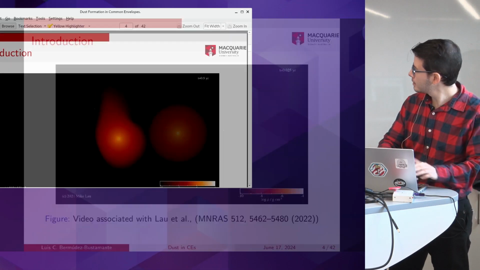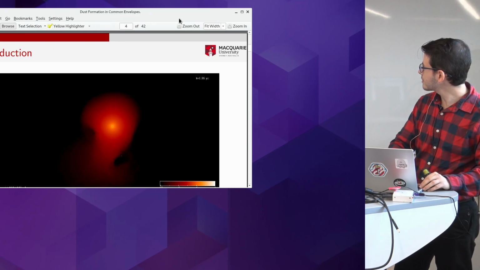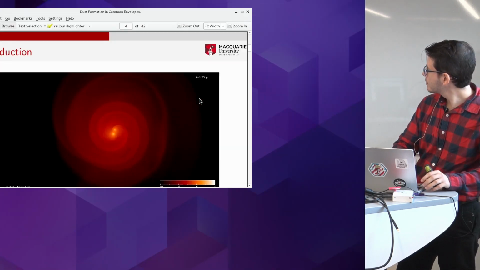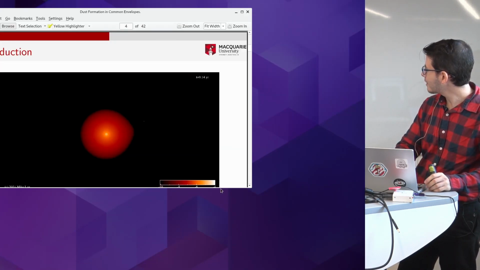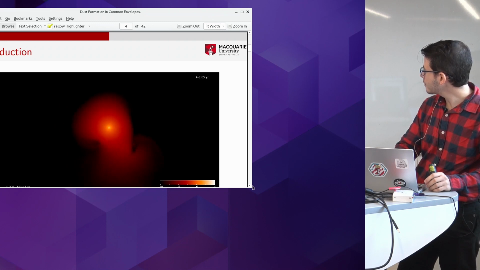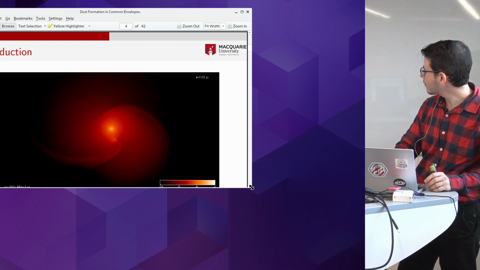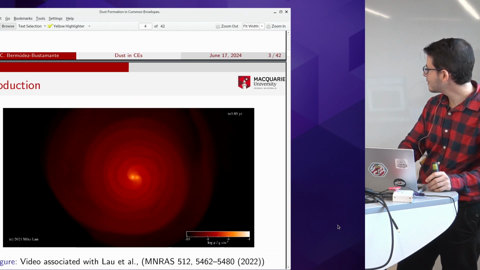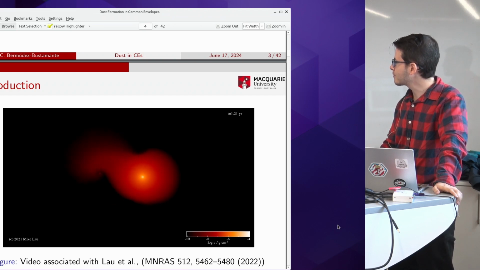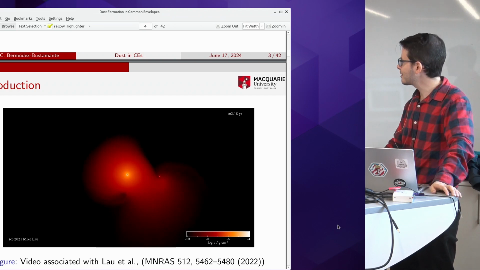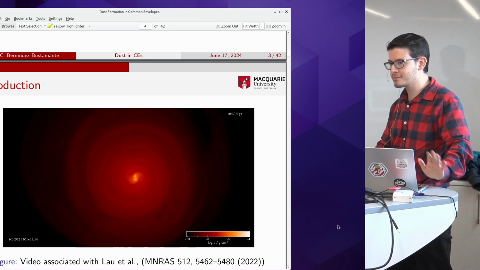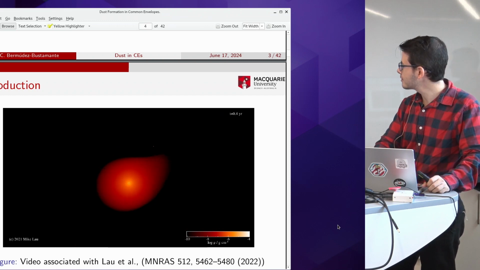I don't know if you can see this. Oh, sorry. This is an animation, a video made by Mike Lau of a common envelope. At the beginning, you can see that there is a giant star separated from the companion, but later the two stellar cores are surrounded by this envelope, and that is basically the common envelope.